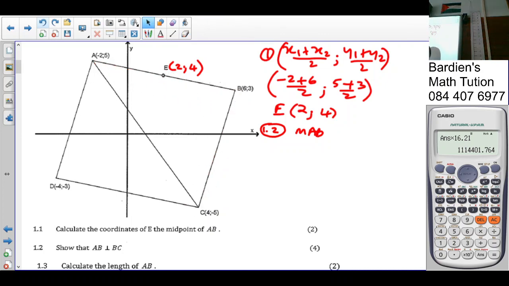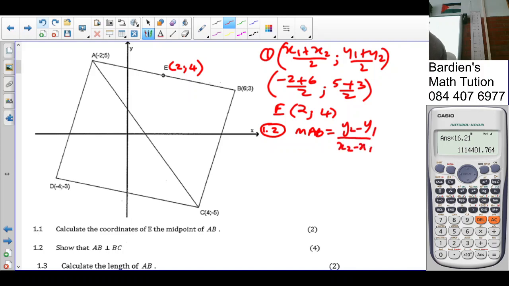We go to the gradient of AB. How do you work out the gradient? y2 minus y1 over x2 minus x1. So we go 5 minus 3 over negative 2 minus 6. That gives me 2 over negative 8, which is negative a quarter. So if I can prove that BC is 4, I've done the job.